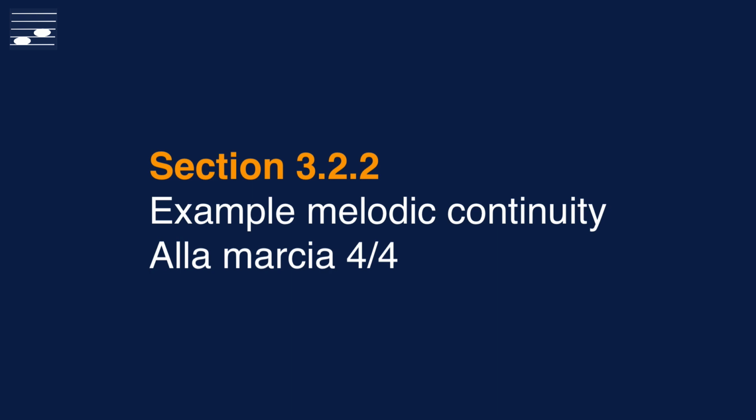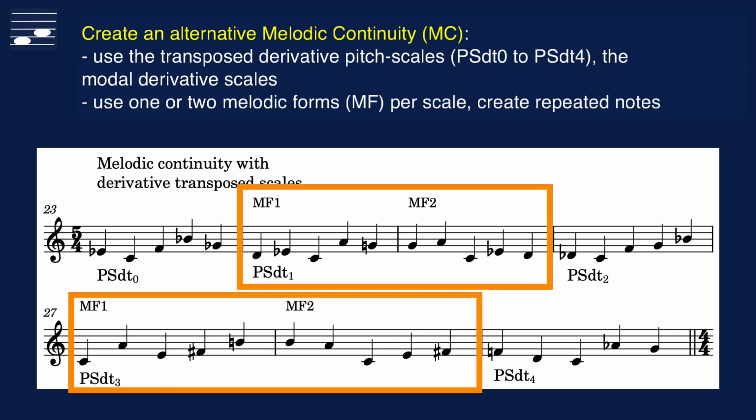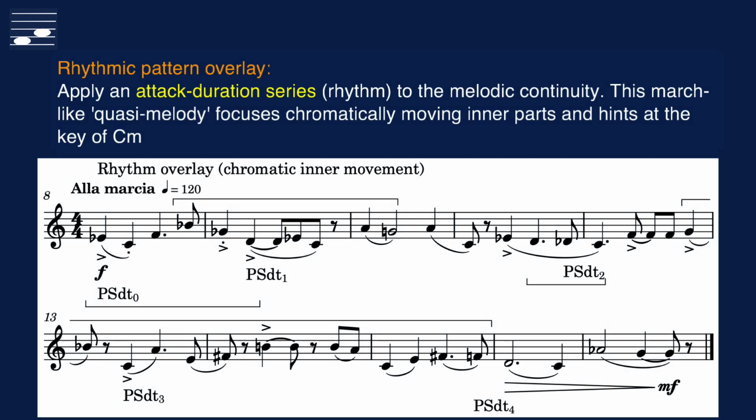You may base an alternative melodic continuity on the transposed derivative scales, the sequence of modal variants shown here. In this example, 2 modal scales use 2 different melodic forms. With the rhythmic pattern overlay, we see a phrase with march character. Note the inner melodic chromatic stepwise motion, marked here with brackets. The voice leading hints at the key of C minor.